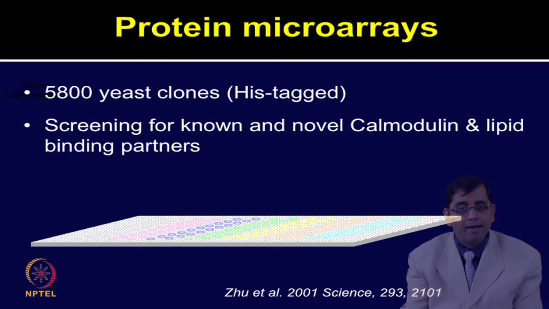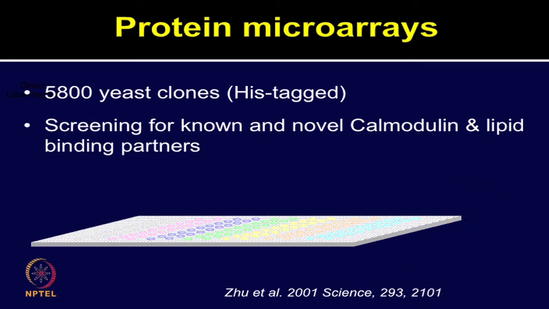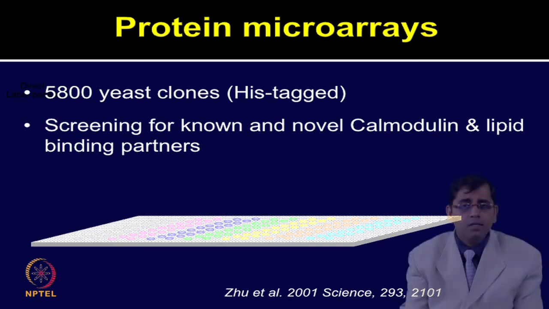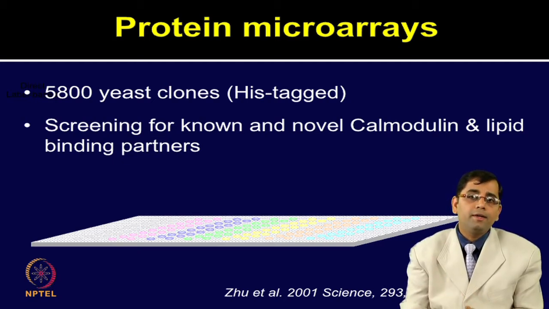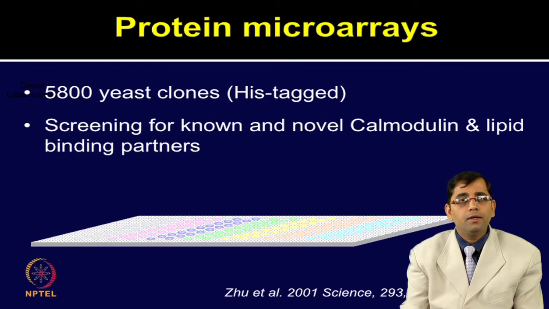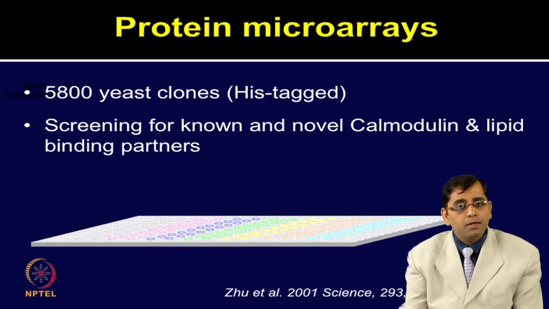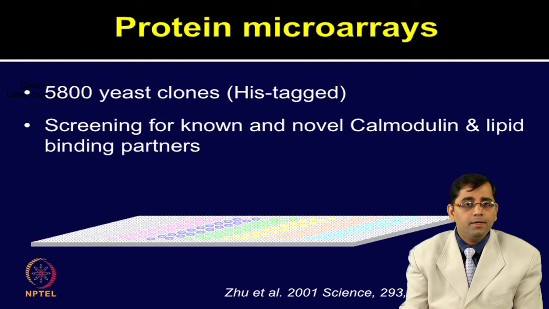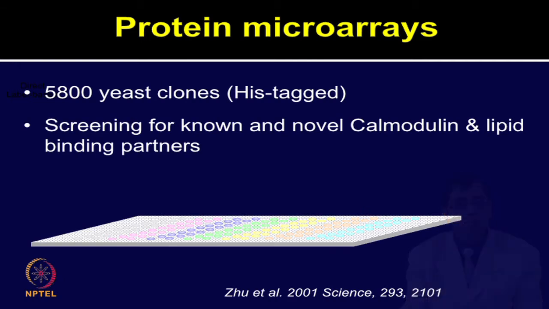which were histidine tagged, to screen for known and novel calmodulin and lipid binding proteins. This was a full scale yeast protein array, and in 2001 it showed the potential of this chip technology for protein interactions and different types of functional applications.